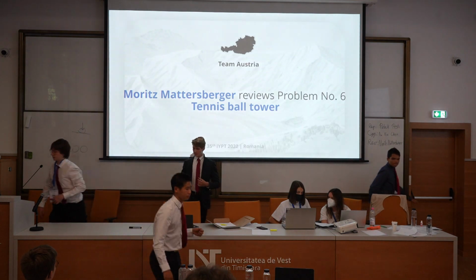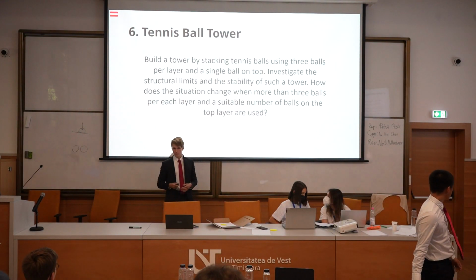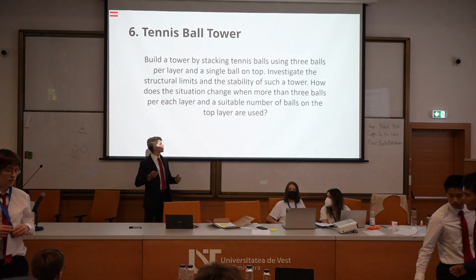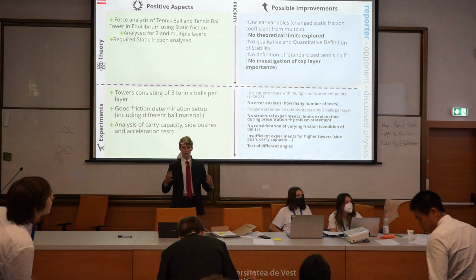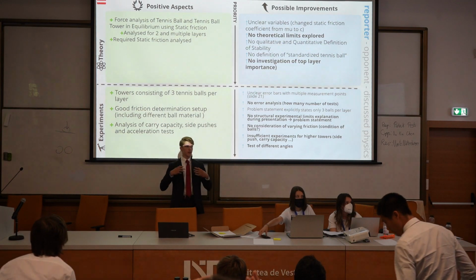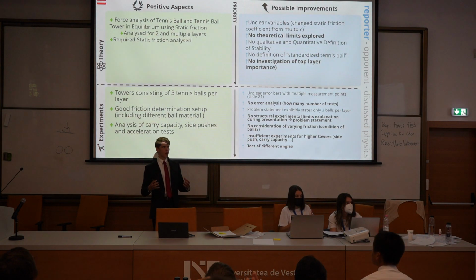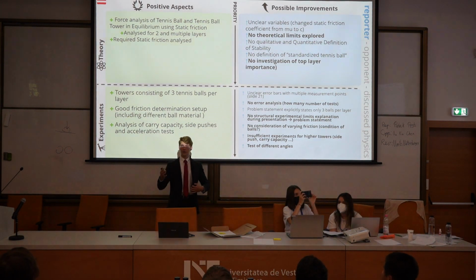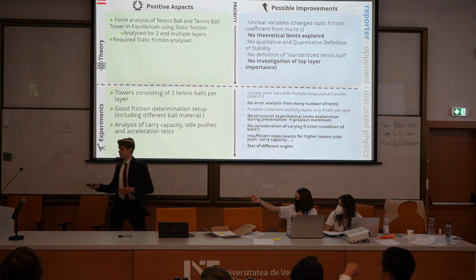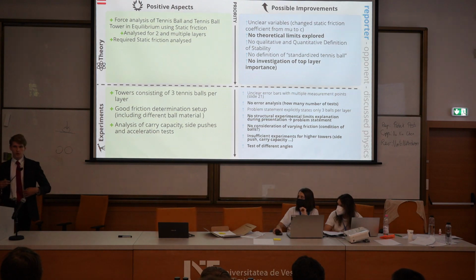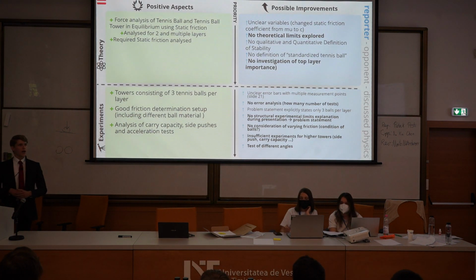Review problem number 6, tennis ball tower. I think we're all familiar with the problem statement at this point, which is why I would like to see this being reported first. Some of the positives of the report were that there was a first analysis done of the tennis ball tower, of the equilibrium and the static reaction. He analyzed for 2 and multiple layers, and the required static friction was analyzed.